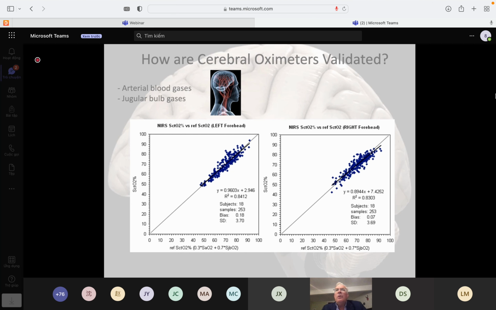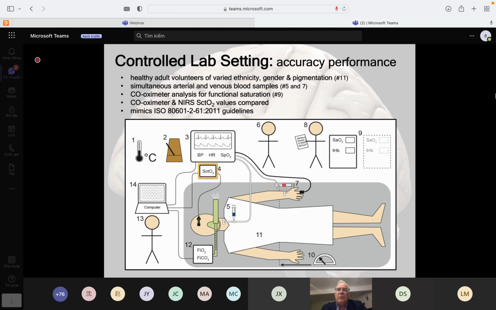So with all this information that I just gave you, how do we go about validating cerebral oximeters? The gold standard of validating these cerebral oximeters is you have a patient and you put in an A-line and you put in a jugular bulb catheter. A jugular bulb catheter is a central venous line that instead of going down towards the heart, goes up towards the base of the skull, just where the blood comes out of the sinuses.